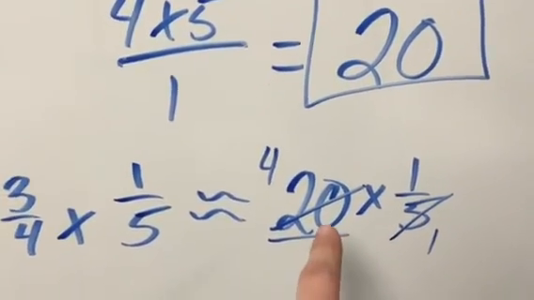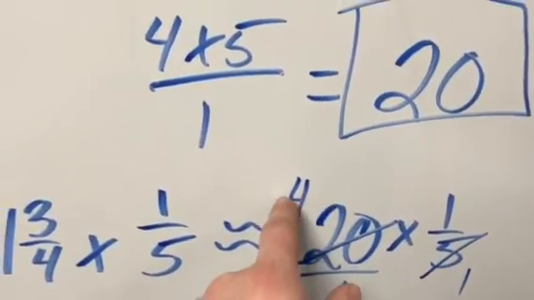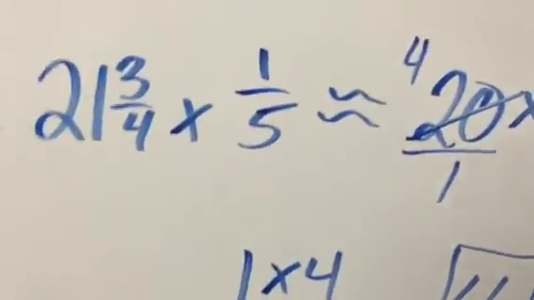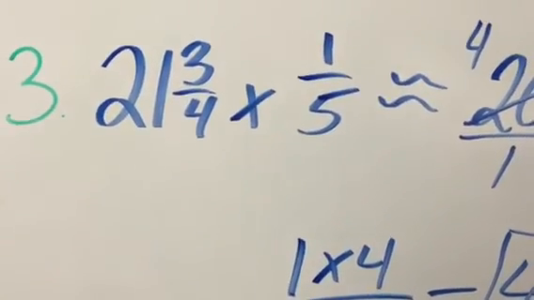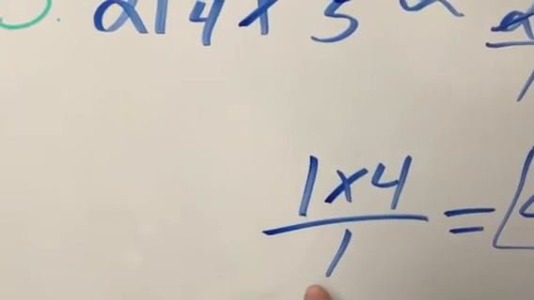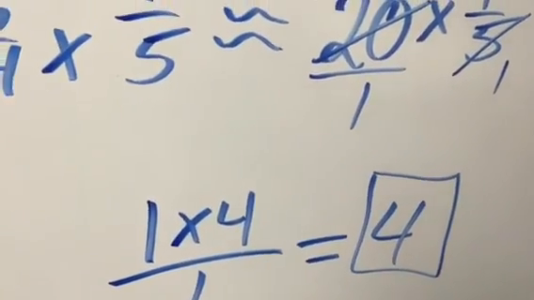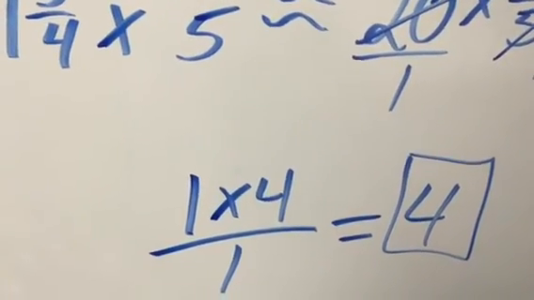I cross multiplied and said 5 divided by 5 is 1, 20 divided by 5 is 4. So then all I did was multiply the numerators. 1 times 4 is 4, and 1 times 1 is 1. And my answer is 4, because we all know that 4 over 1 is really just 4.